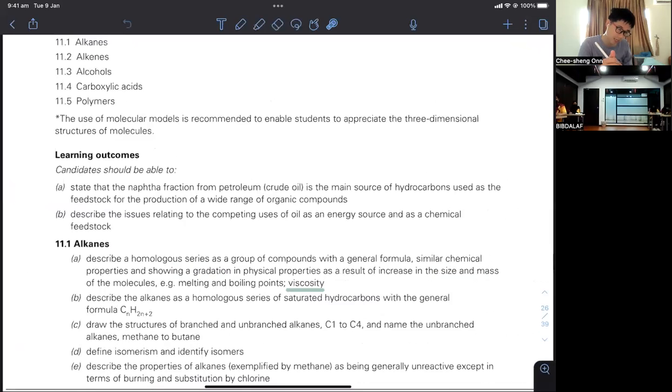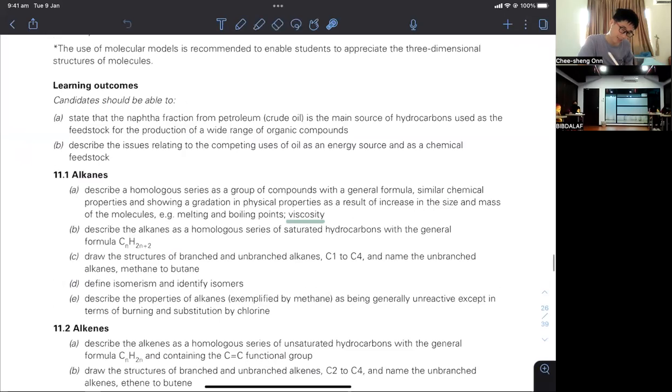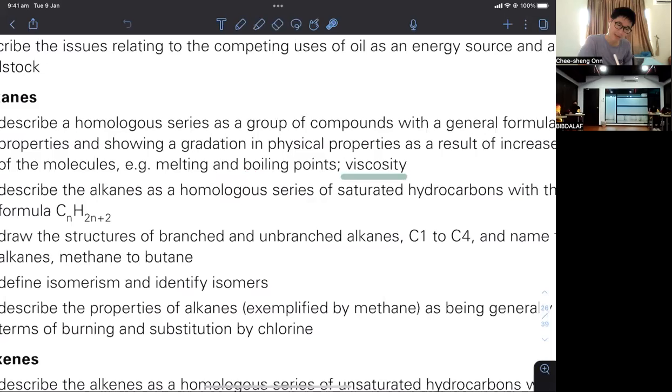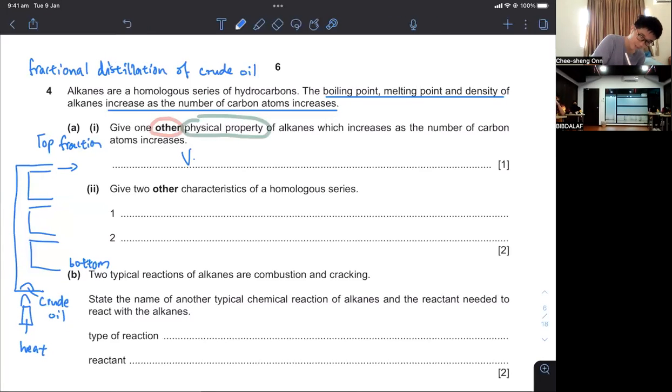This is under the 2022 syllabus, organic chemistry. You see this here: alkanes, melting and boiling point increase, viscosity. V-I-S-C-O-S-I-T-Y. It is stated in the syllabus, so this is actually viscosity. There is no other answer, there's only viscosity, okay? Viscosity is like honey. You know when you eat honey, it's very sticky because it's very viscous.